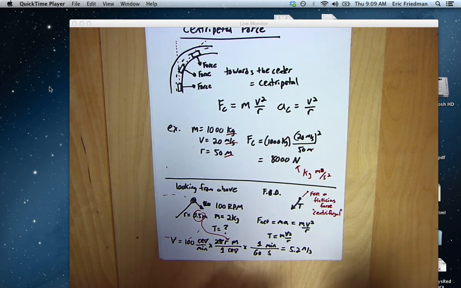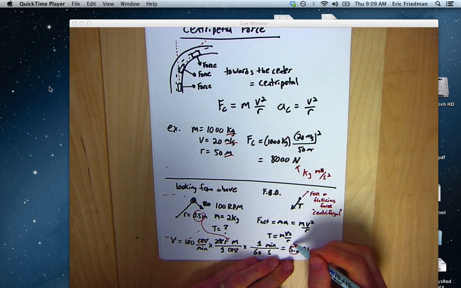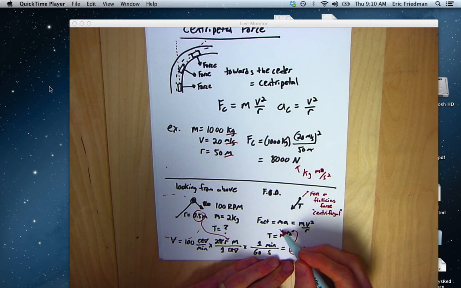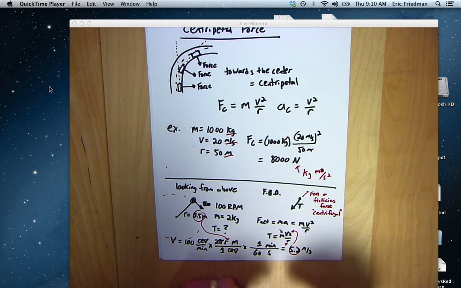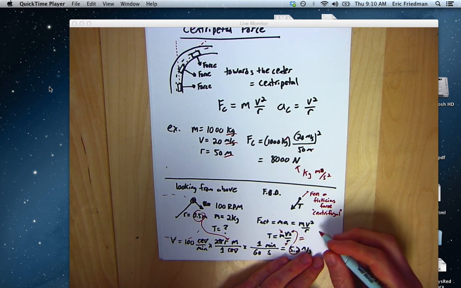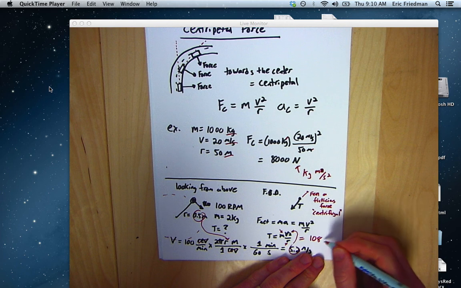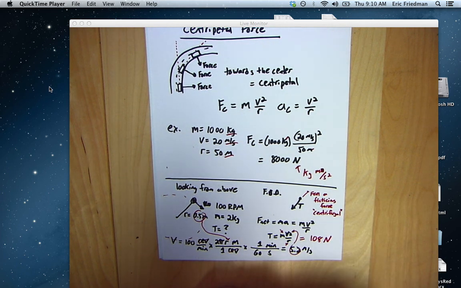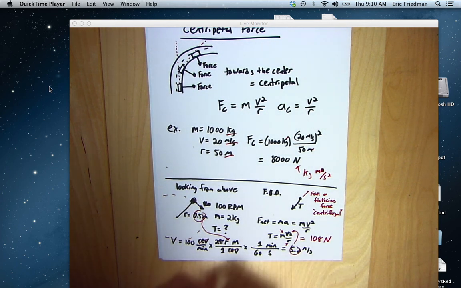Now I just need to start plugging things in, and I'll leave you to do that. Here's my v, stick v in there. I know what my m is, and I know what my r is, and if you do this all out, like I said, I'll leave you to do it because I'm running out of space. This turns out to be 108 newtons, and that's the tension in the string. And next video, we'll just do another couple of examples of centripetal force.